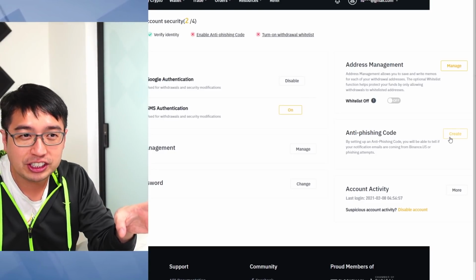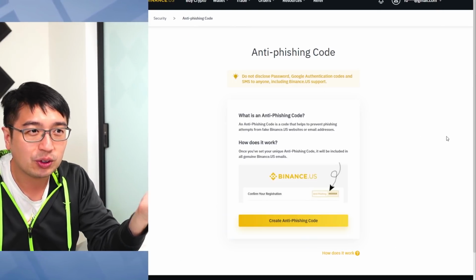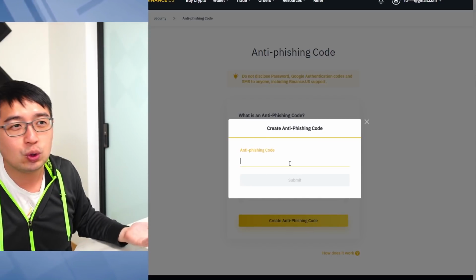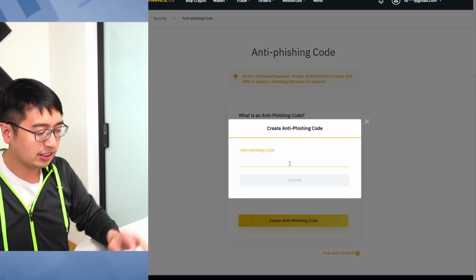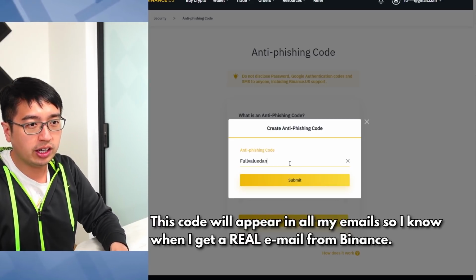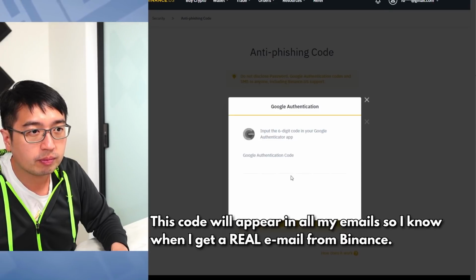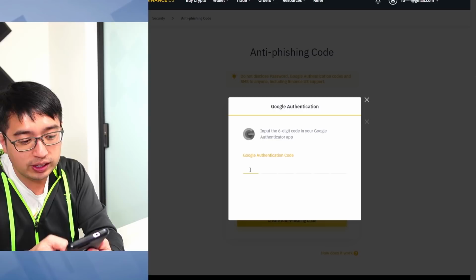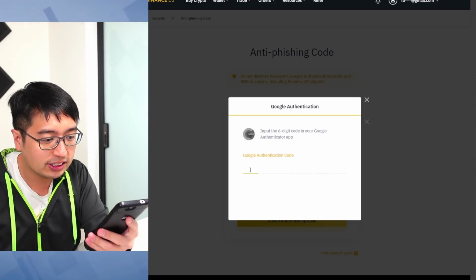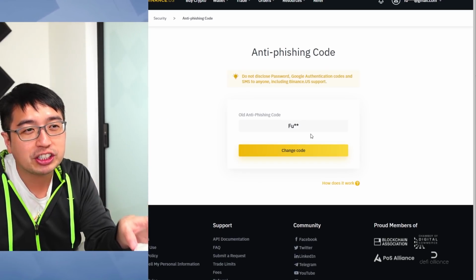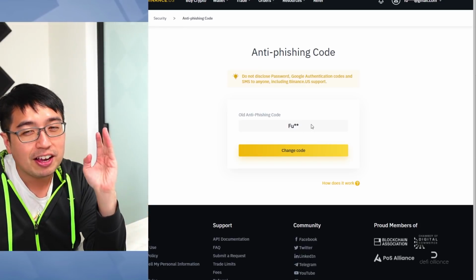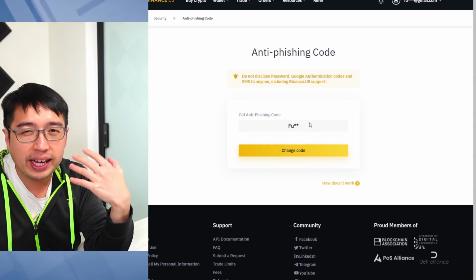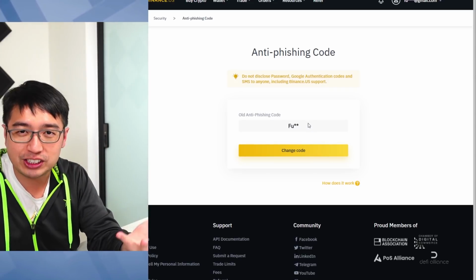Now for the anti-phishing code, you can create one. Here we go, creating an anti-phishing code. Create an anti-phishing code, and now you have an extra password. And I have to use my Google Authenticator. It's a random code that changes every 30 seconds. Even though my anti-phishing code is much longer than this, Binance will only show 4 characters just to give you a hint to remind you what your anti-phishing code is.